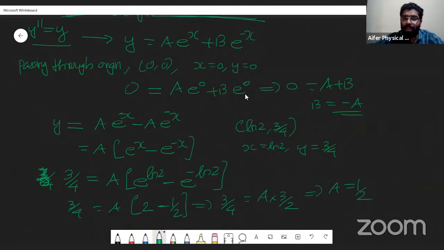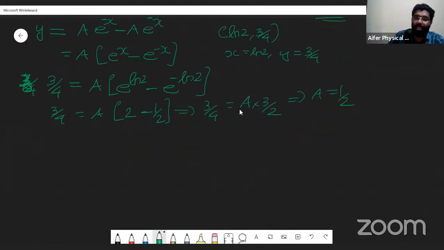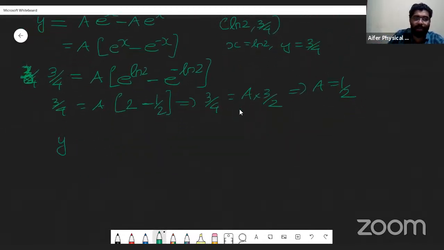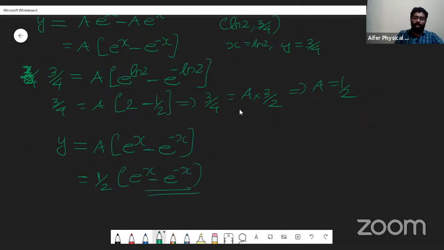So we got the particular condition and a particular solution. Y equals a(e^x minus e^(-x)), with a equal to 1/2, so y = (1/2)(e^x minus e^(-x)). This is the particular solution of our given differential equation. Can you simplify it further? Of course, this is nothing but sine hyperbolic. This is the solution.